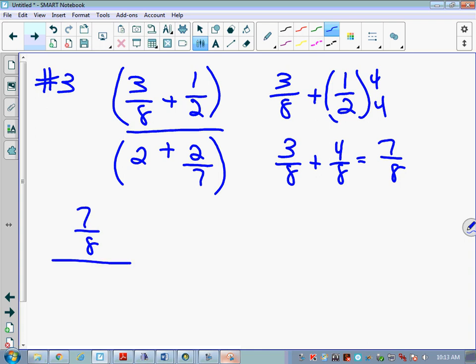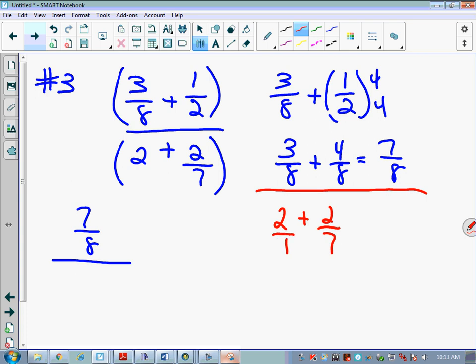Now we have to do 2 plus 2/7. Okay, let's pick a different color here. 2 plus 2/7. Well, what is 2 as a fraction? 2 over 1. Okay, that's going to help me out here a little bit.